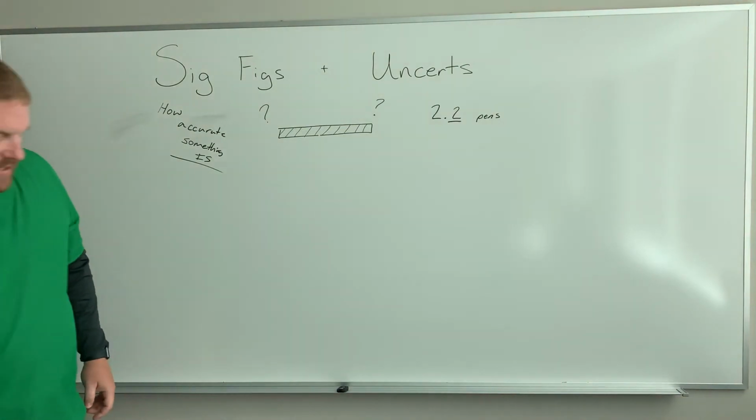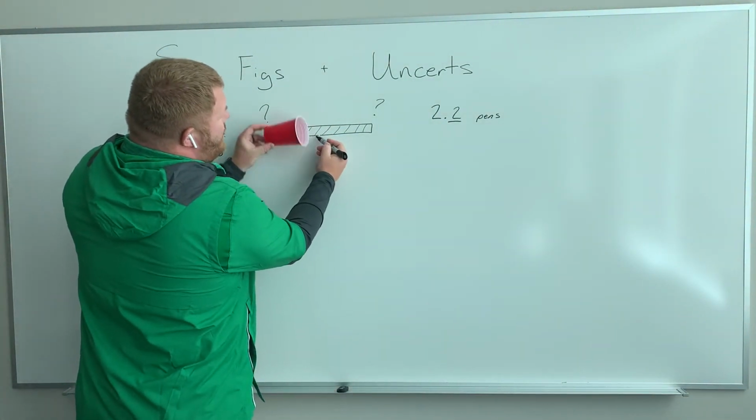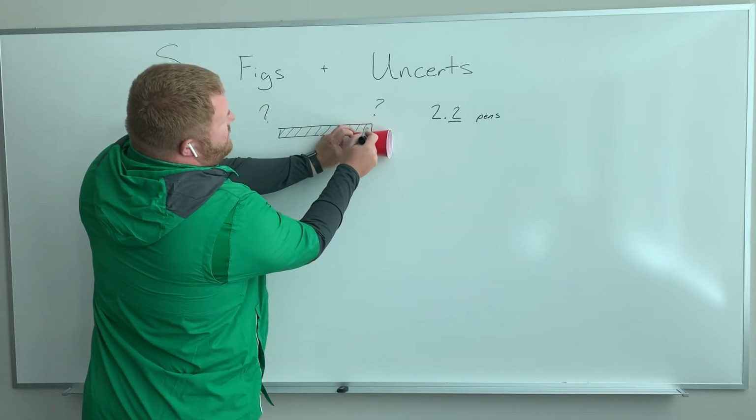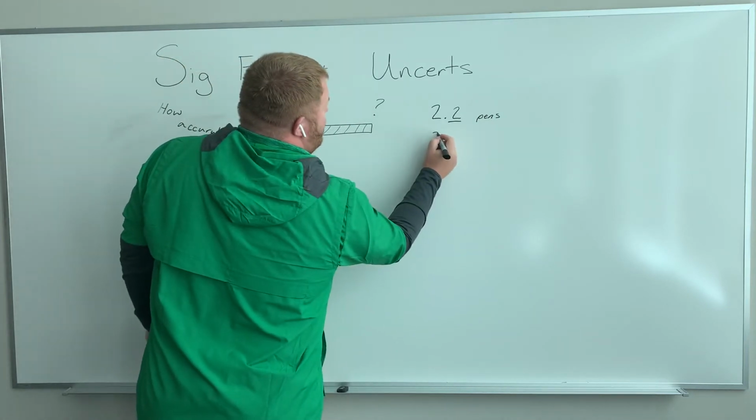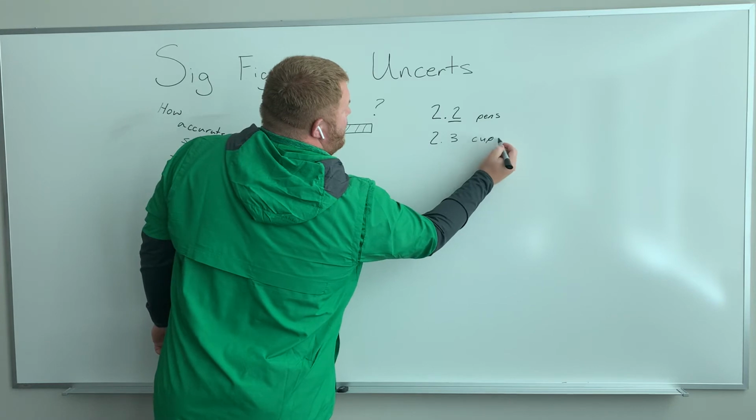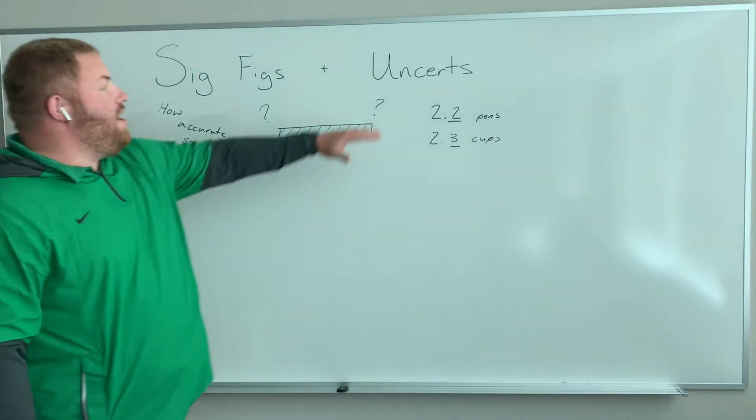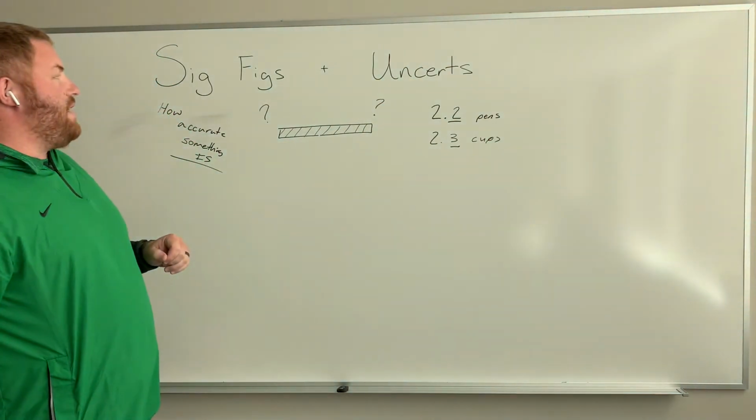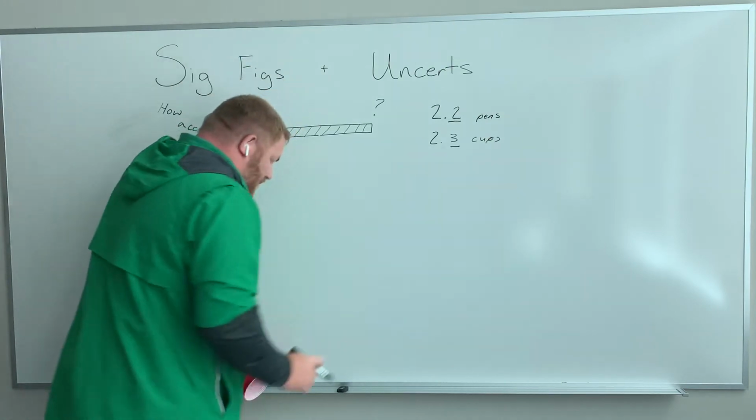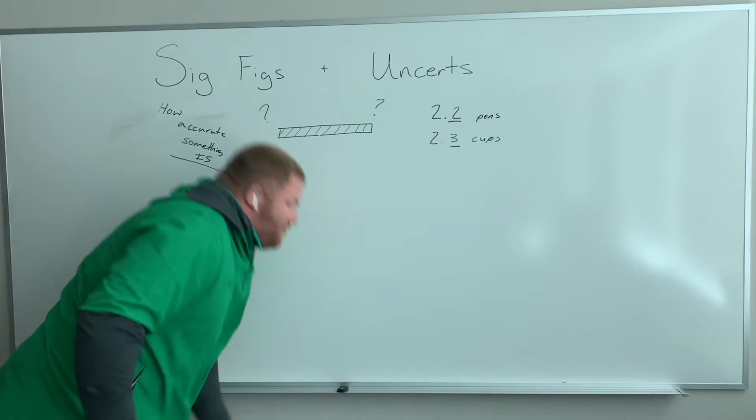Now if I go to cups, again, I know 1 cup for sure, I know 2 cups for sure, and now I need to estimate some distance here. So again, I'm going to go 3 cups. And that last digit is my estimated digit. It is my uncertain digit.